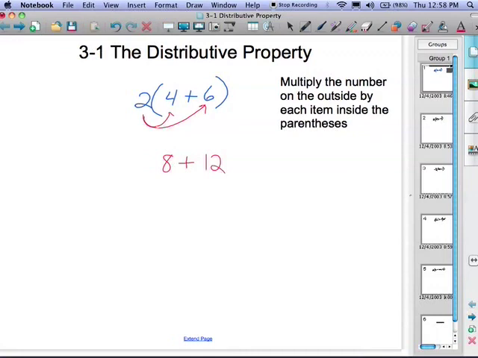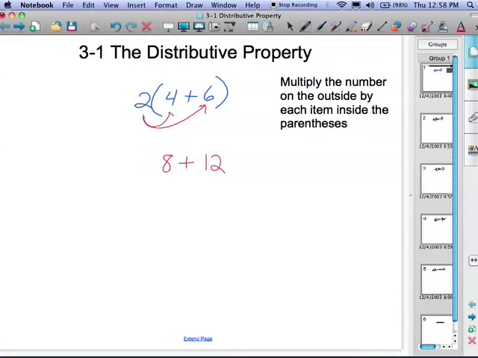For the purposes of today's work, I don't want you to add the 8 and the 12 together. Leave them alone. Once you get this far, you're done. Don't go any further. This is the distributive property. We take the number outside parentheses and multiply it by each item inside the parentheses. Doesn't look too useful with this because you could actually add the 8 and the 12 together and get 20, but we're not going to worry about that.